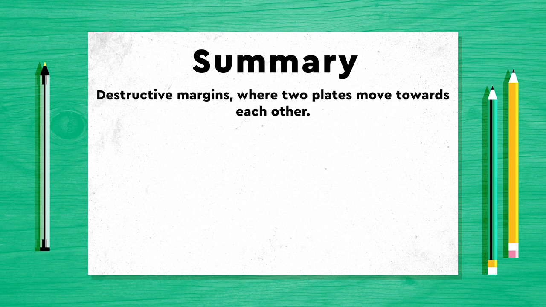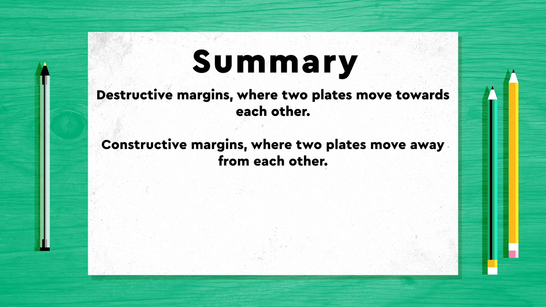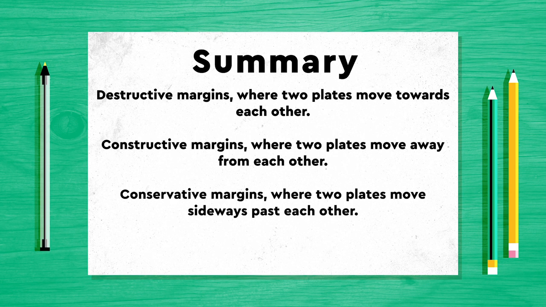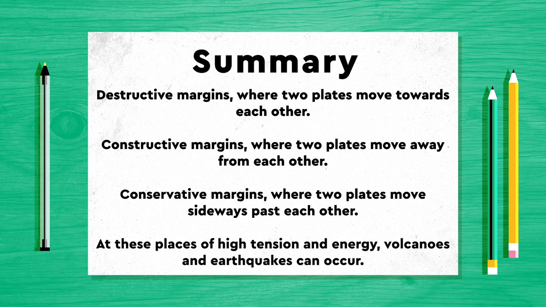Destructive margins, where 2 plates move towards each other. Constructive margins, where 2 plates move away from each other. And conservative margins, where 2 plates move sideways past each other. At these places of high tension and energy, volcanoes and earthquakes can occur.